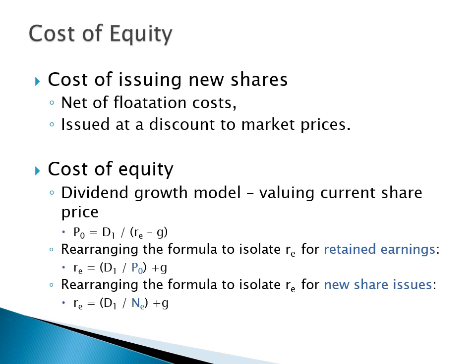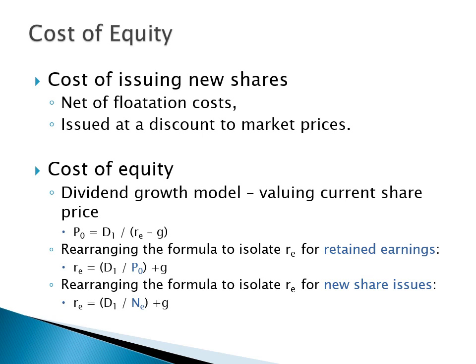So when you look at the retained earnings part, it is dividend 1 divided by the current share price, and that is P0, so it is the current share price without any adjustments, plus the growth rate. So we're rearranging the dividend growth model to isolate the required return for the equity. So that's for retained earnings.